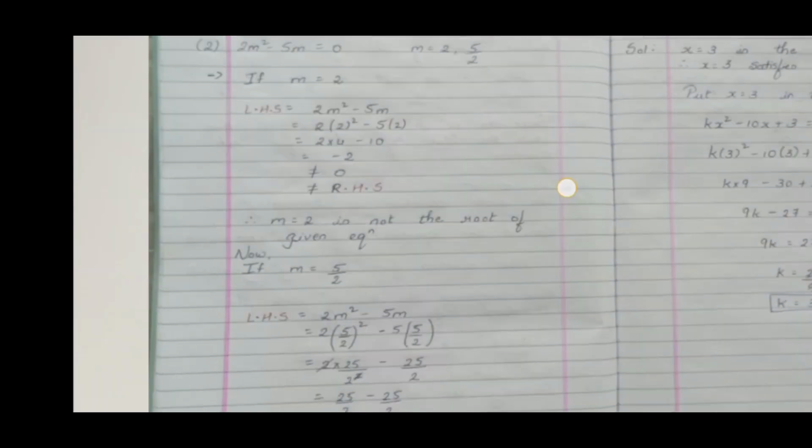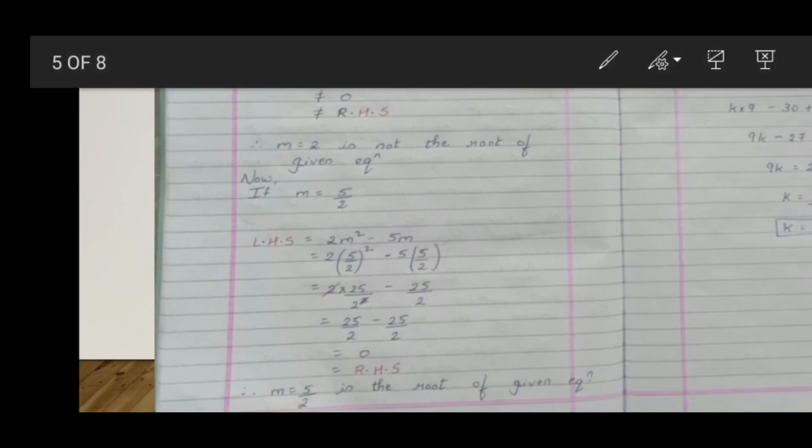Now let us see if the next value of m turns out to be our solution. M is equal to 5 divided by 2. For the LHS we have 2m squared minus 5m. Substituting the value of m by 5 upon 2.